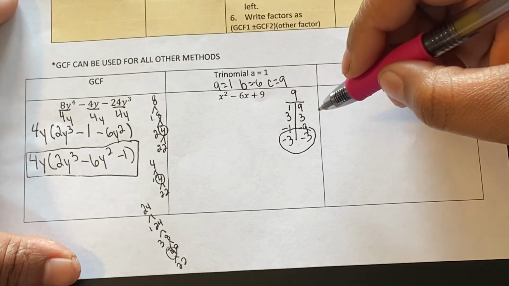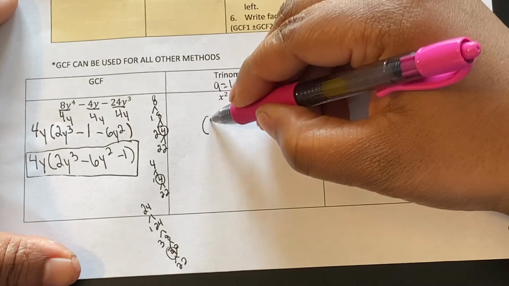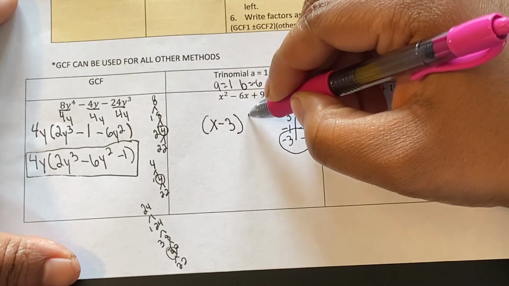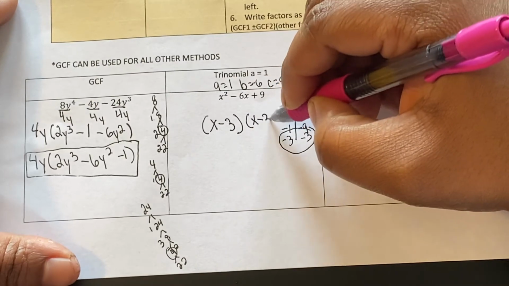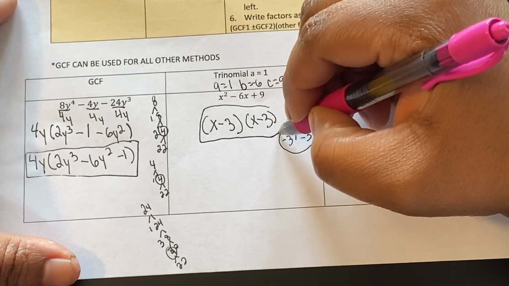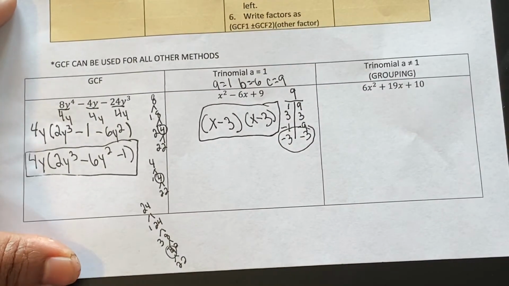Now I'm going to do that last step by writing out my factors as x minus 3, and x minus 3. And that would be my answer.